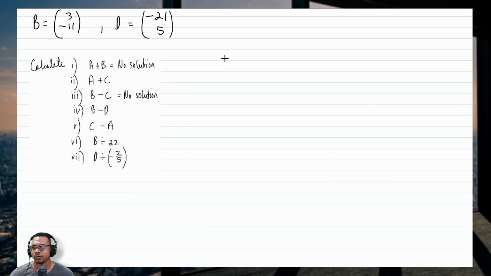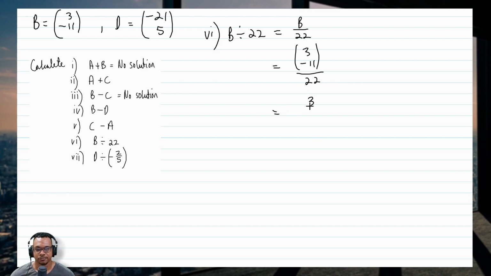So the last part now is part 6, where we have B divided by 22. As I said, I prefer to write this as B over 22, because for me that is the shorter thing to do. Write the 3, negative 11 like that, and put the divide sign like that. And you just say, okay, 3 over 22, negative 11 over 22.